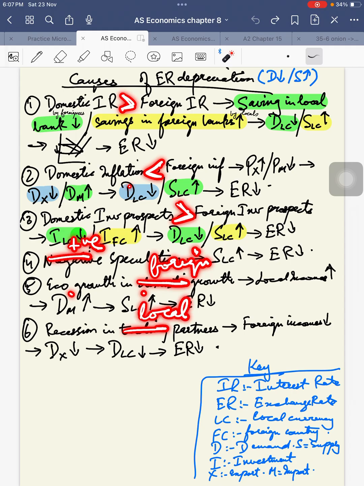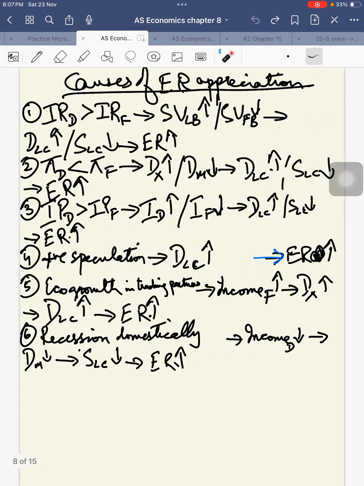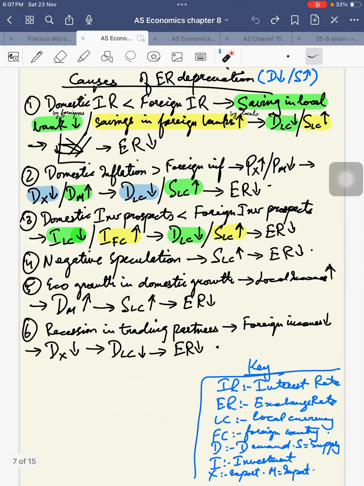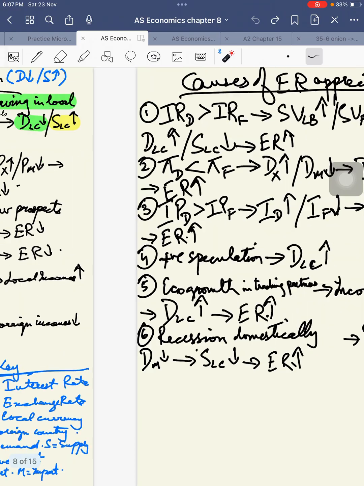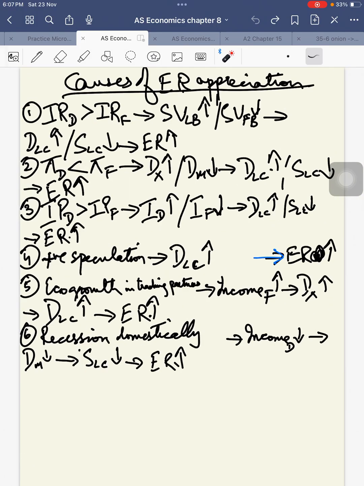right? Everything will reverse. The demand for the local currency will increase. The supply of the local currency will decrease. That will lead to an exchange rate appreciation, and that is explained in the next page, and obviously in a lot of detail in these tables that I've included in my notes. With that, we are done with exchange rate depreciation and appreciation.